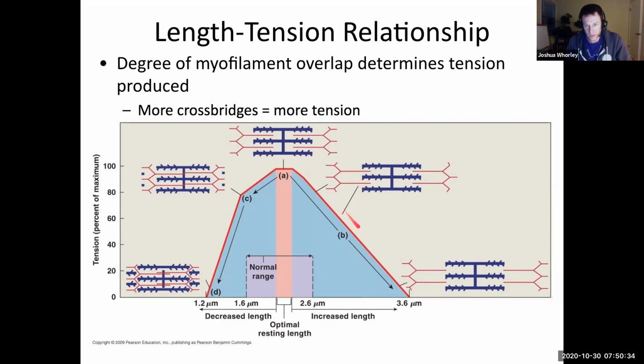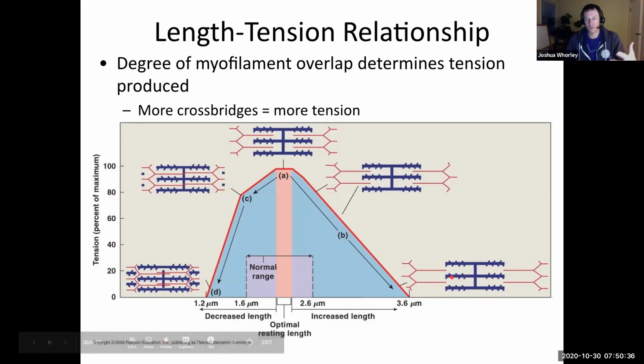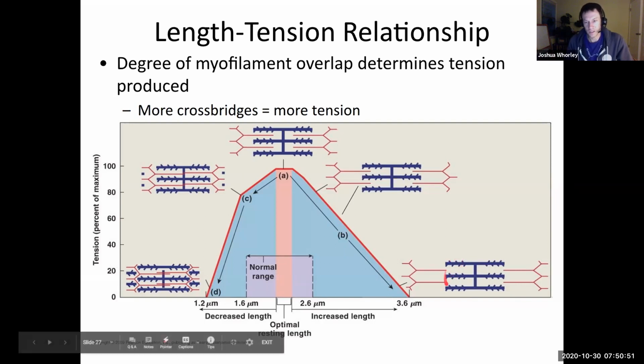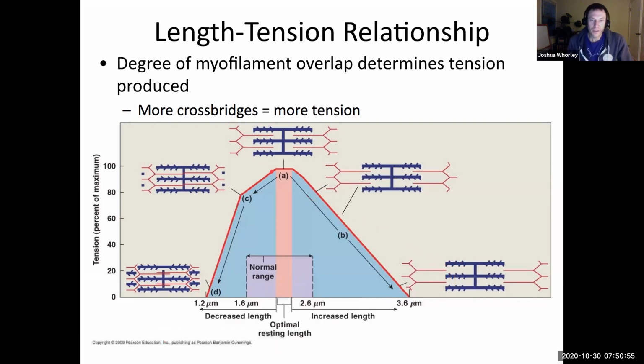And you can carry that out to the end and see an overstretched muscle with no overlap at all, right? If you think about when you stretch a muscle and try to contract it, it doesn't feel like you're producing much tension. That's because you can't, because these aren't overlapping, right? But another problem happens when you contract the muscle too much.